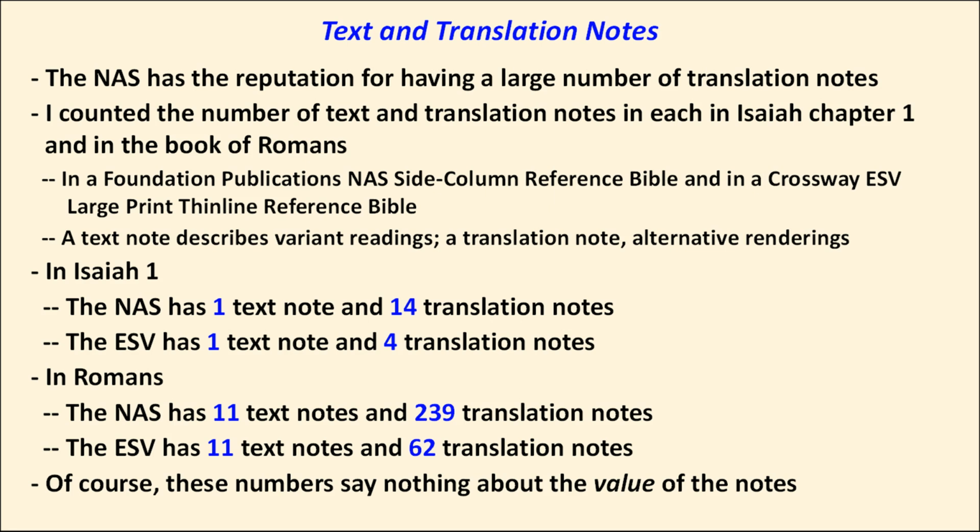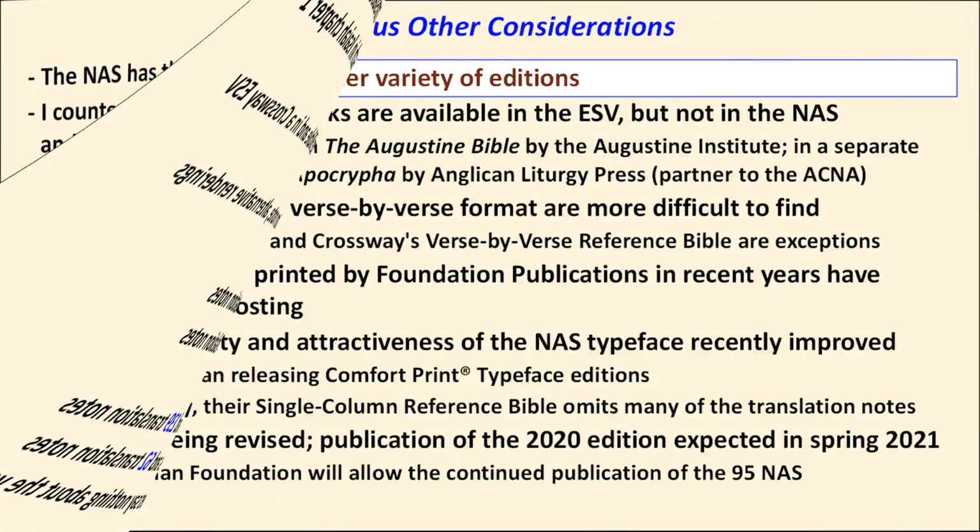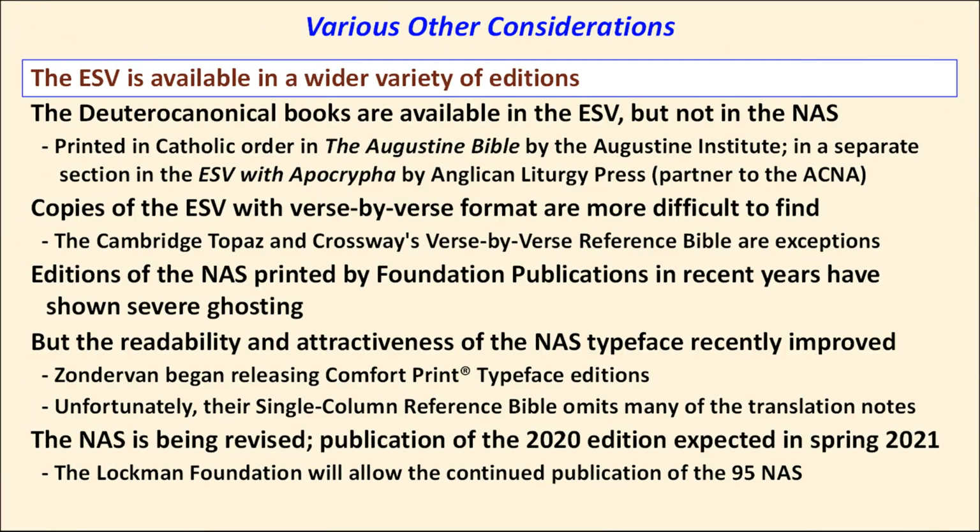In a nutshell, the ESV and the NAS print about the same number of text notes, notes that tell you about variant readings in the text. The NAS gives you many more translation notes. In my opinion, many of the NAS translation notes display literal readings that should have been in the text in the first place. A few other things to consider are shown on this chart.